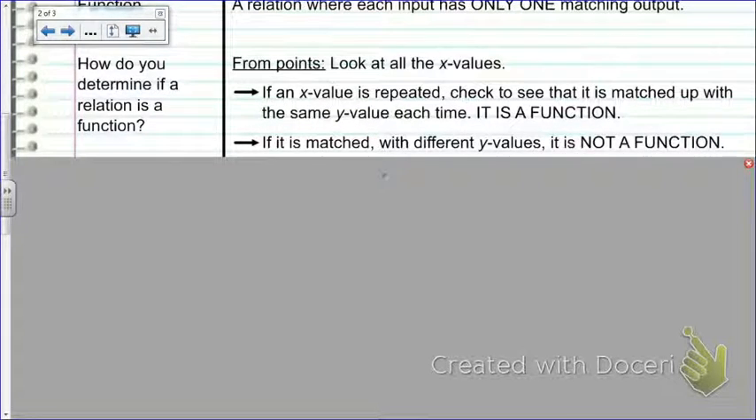If we are looking at the points, you are first going to look at all of the x values. So when we're talking about a function, we really only care about the domain, which is the x values. If an x value is repeated, check to see that it is matched up with the same y value each time, and then it is a function. Okay, so if I list the point (1, 2), and then I happen to list the point (1, 2) again, it's still a function because the y value is the same. If it is matched up with different y values, it is not a function.